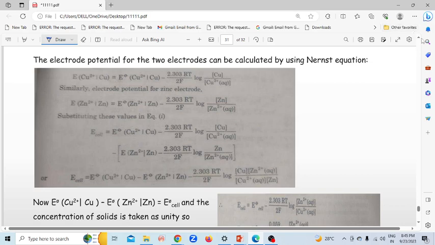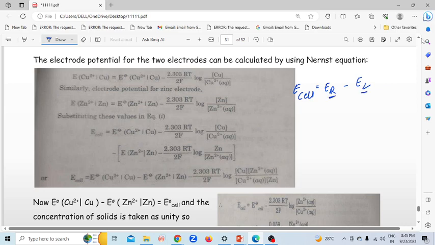So how can we calculate E cell, the potential of your cell? It is E right minus E left. That is, the electrode potential at the right hand side minus the electrode potential at the left hand side.